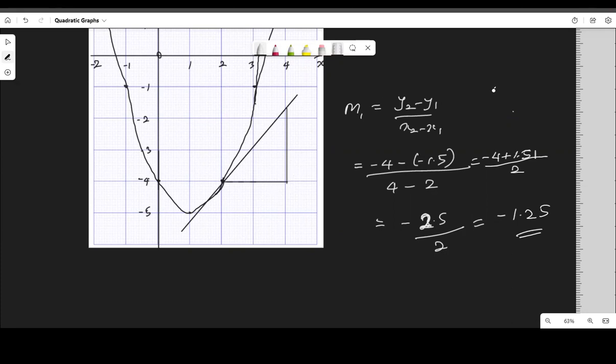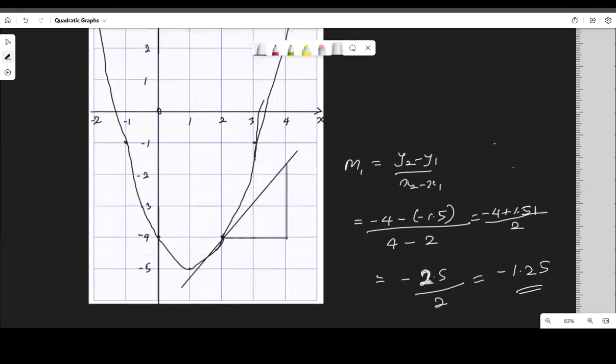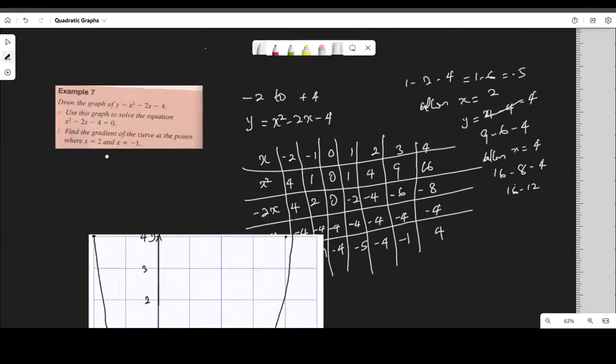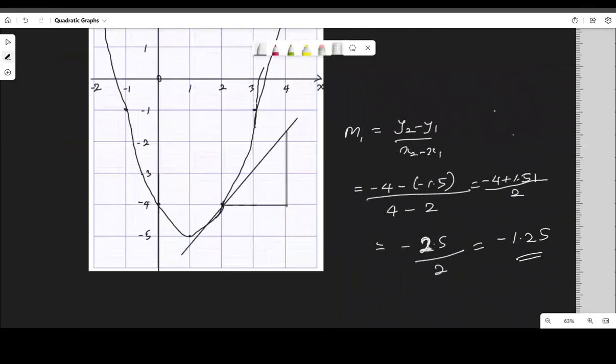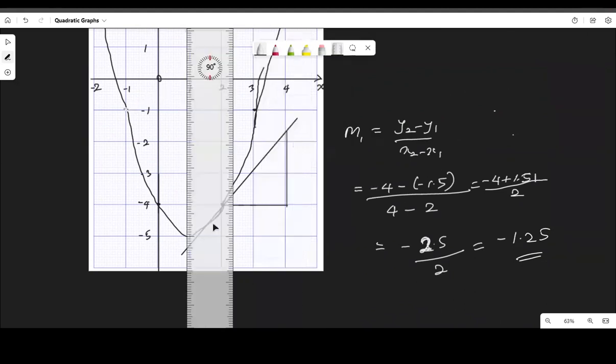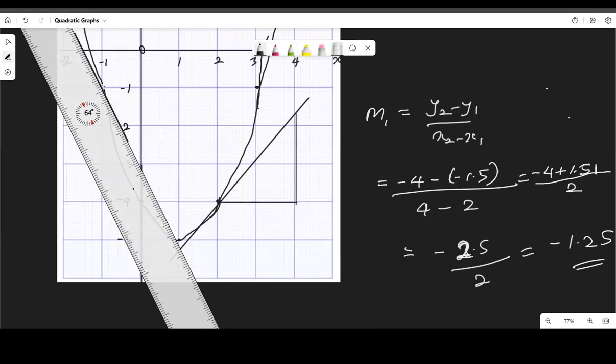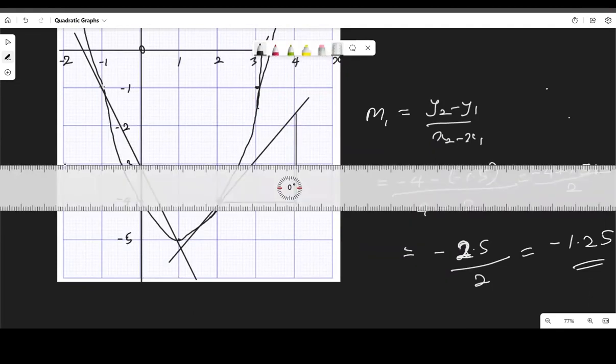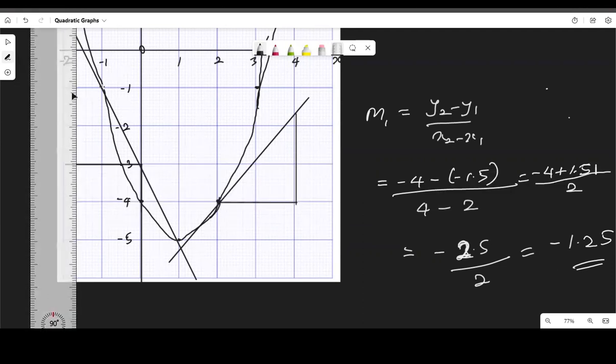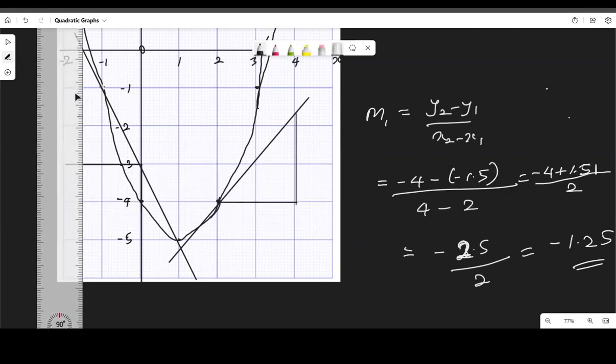Then they say we should also get the gradient at x equal to negative 1. Again, where is negative 1? This point right there. Place a ruler there and draw a straight line. And pick some points there. Let me pick these 2 points. I think it will be better if I pick these points right here.